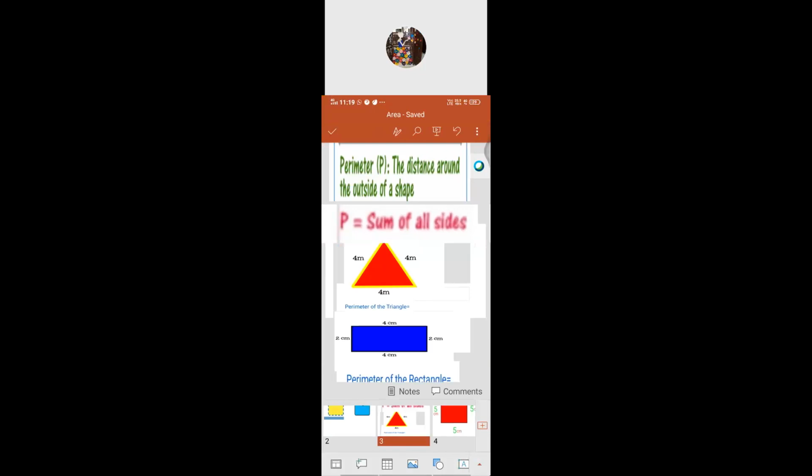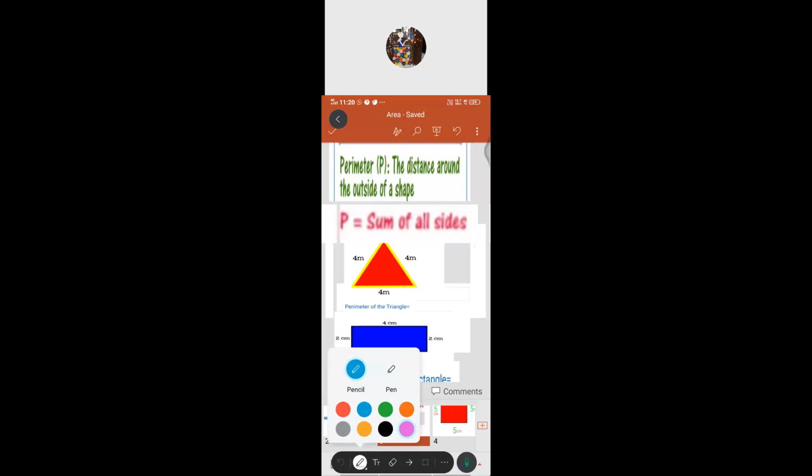If you see the triangle they've given, what is the perimeter of the triangle? Can you give the answer? Unmute and give your answer. Perimeter of 12 meter, ma'am. Yes, because we add up the sum of all the lengths. Instead of saying 12, you have to give the unit of the length. Very good, 12 meter.